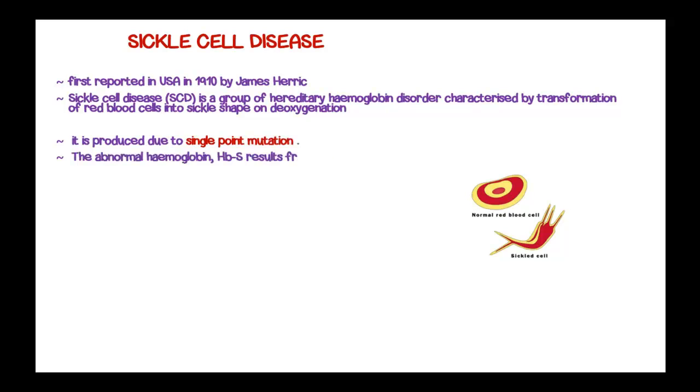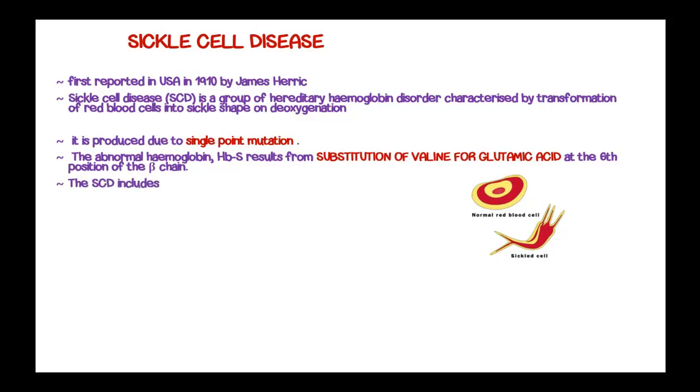The abnormal hemoglobin, known as hemoglobin S, results from substitution of valine for glutamic acid at the 6th position of the beta chain. Sickle cell disease includes sickle cell anemia, that is the homozygous HbS disease and the most common form, sickle cell beta thalassemia, and sickle cell HbC disease. These are the three most common forms of sickle cell disease.